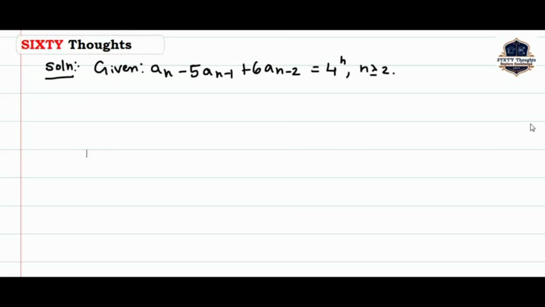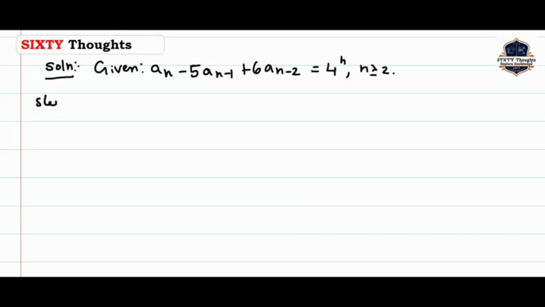Okay. So what is given? The given recurrence relation is a_n minus 5a_{n-1} plus 6a_{n-2} equal to 4 power n, and n varies from 2 to infinity. So what is our target here? We're going to solve the given recurrence relation by using three steps. Step number one.